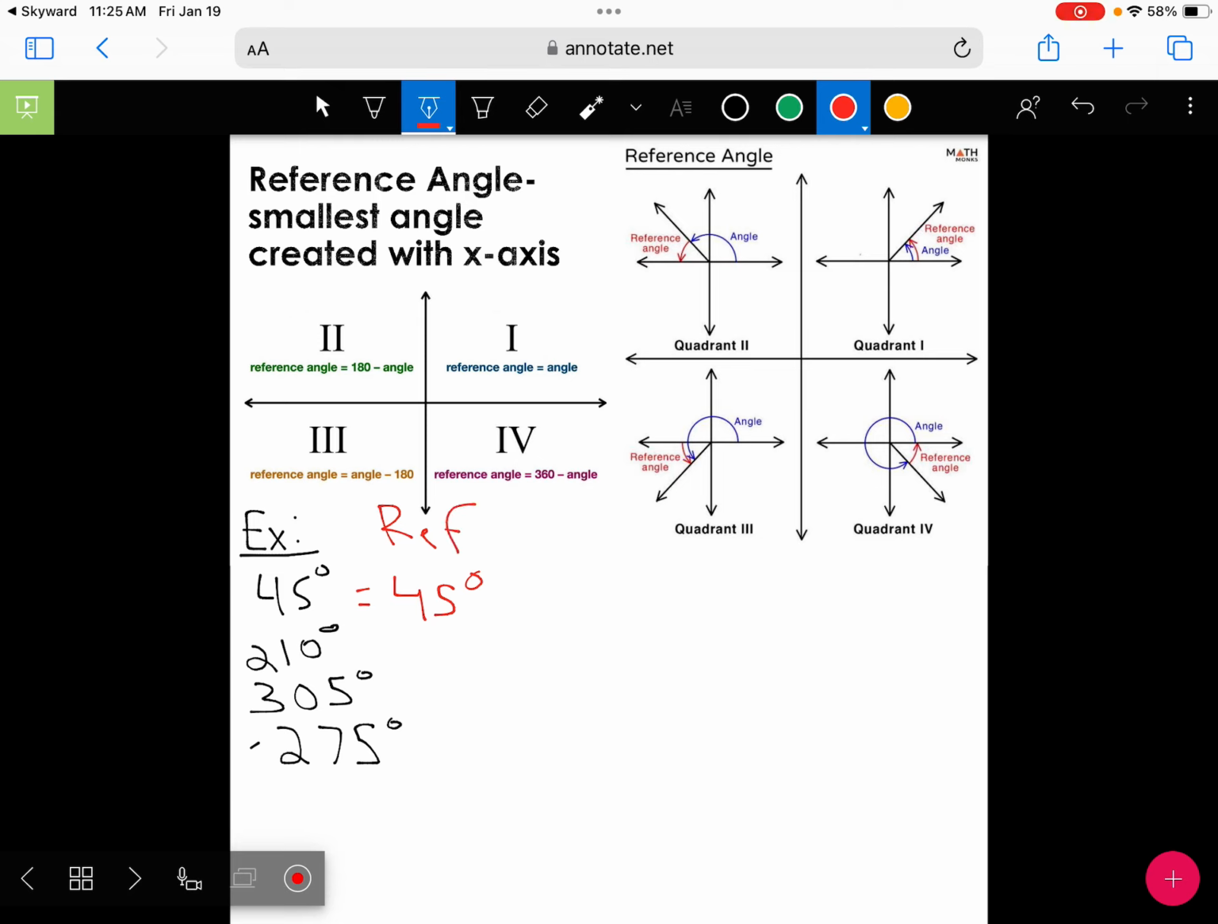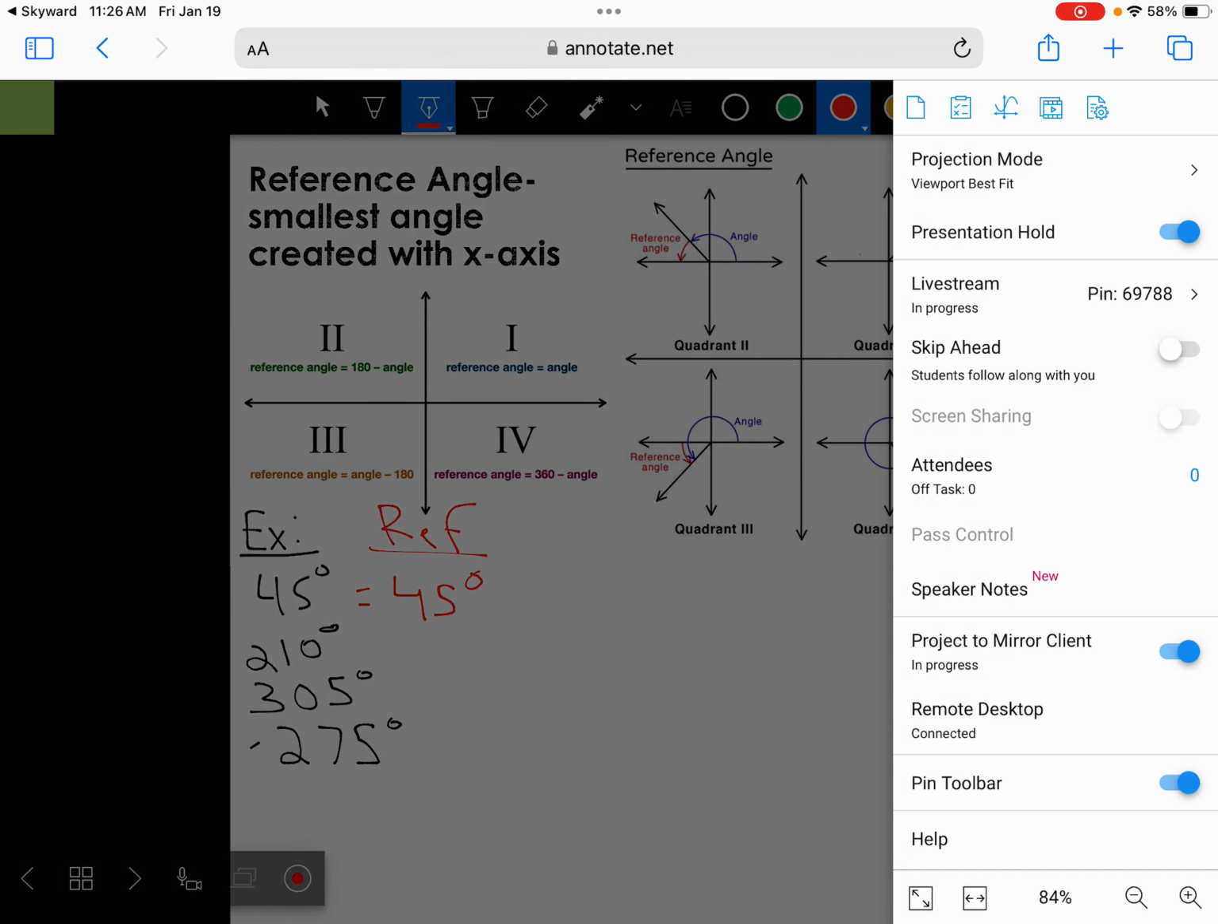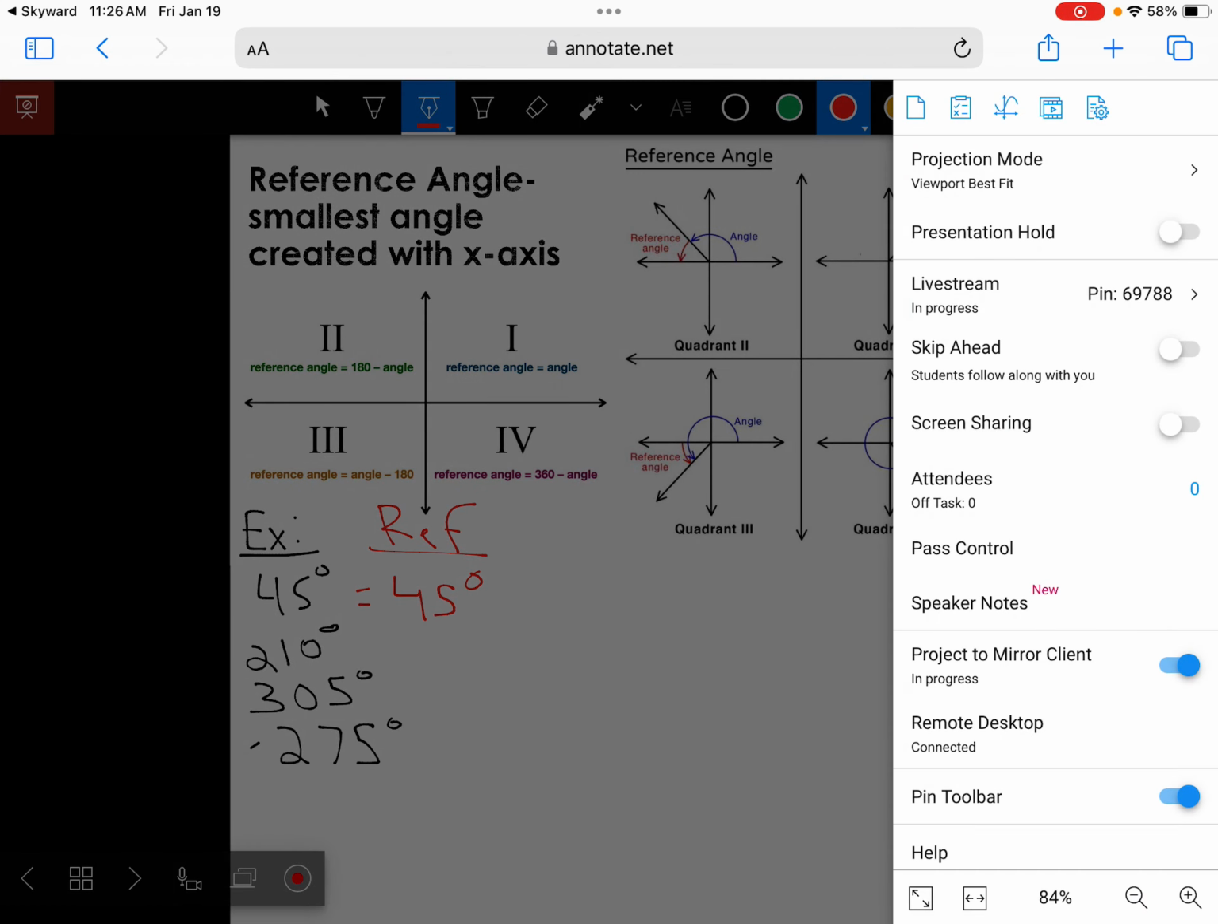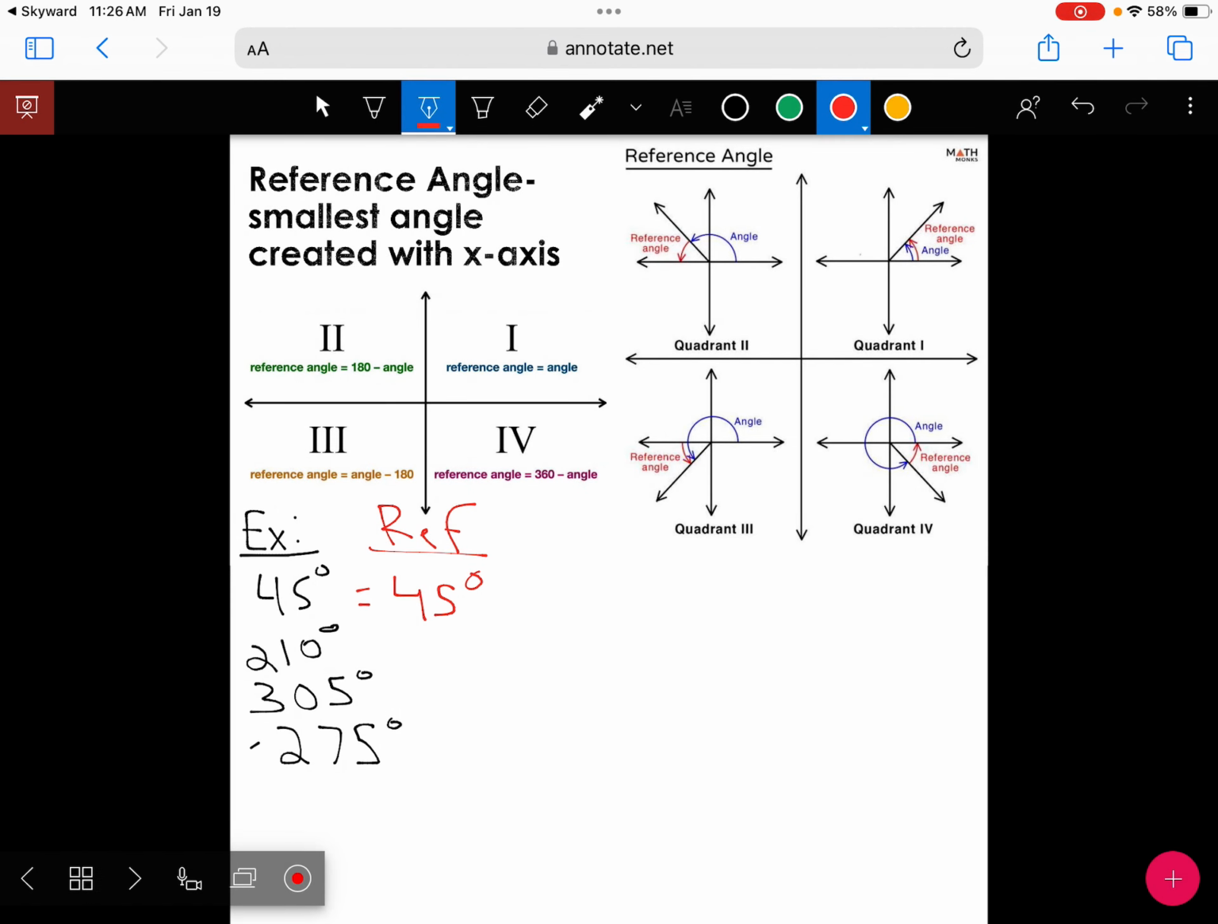So if you guys could hold up your fingers, what quadrant is 45 degrees in? Seeing a lot of number ones? Good, good. So then what's that mean our reference angle is? 45 degrees, perfect. When an angle is in quadrant 1, then its reference angle is the angle. We all good there? Any questions?